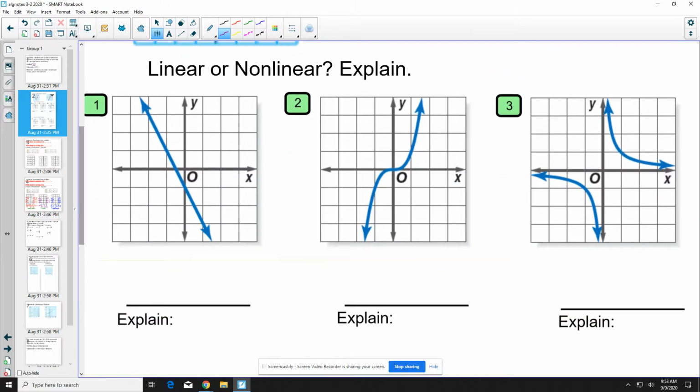So look at number one. When I look at number one, is it a straight line or not? It is. So we call number one linear. Good. Look at number two. Is that linear or nonlinear? Nonlinear. It's not a straight line. And what about number three? Nonlinear. Right, because it's not a straight line.